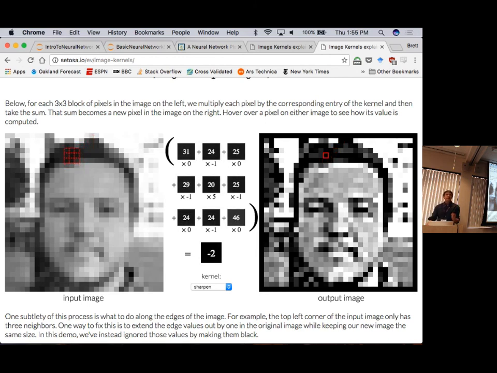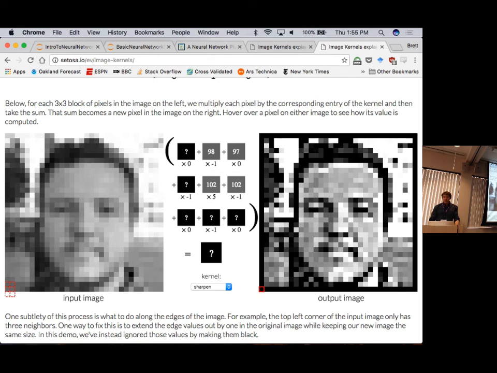Yeah? Is there any way to preserve the boundary? Yes. So what they're doing here is, if you notice, you can kind of pull off to the side. Sorry, what do you mean by preserve the boundary? So we lose the pixels on the edge, right? I think that's only true for this kernel.